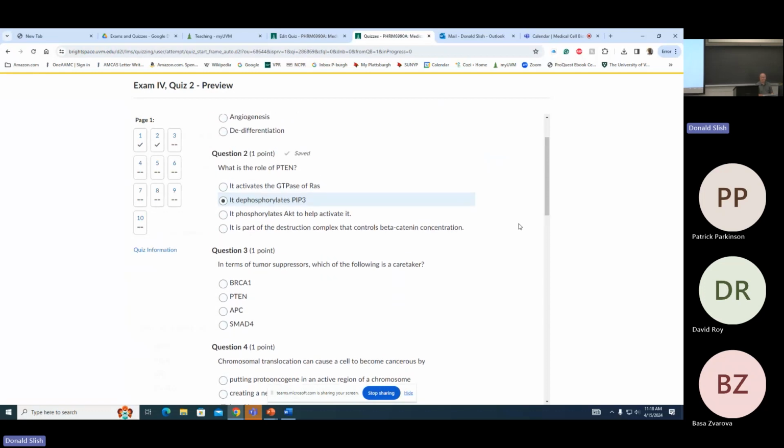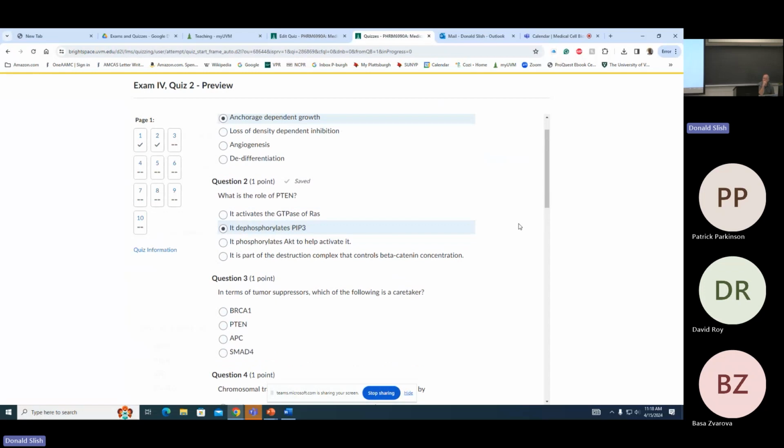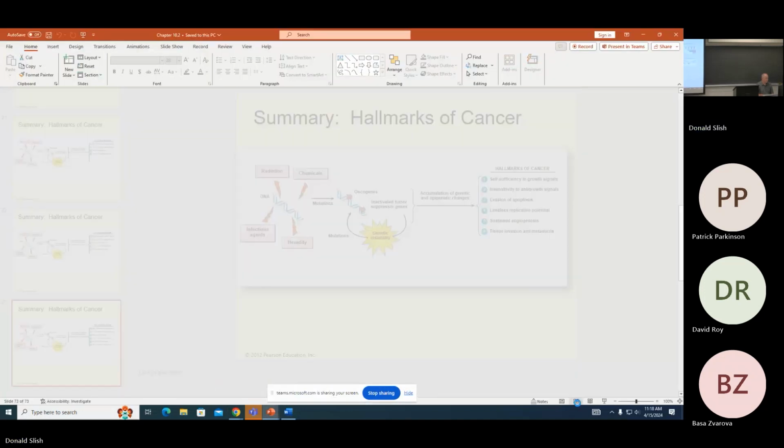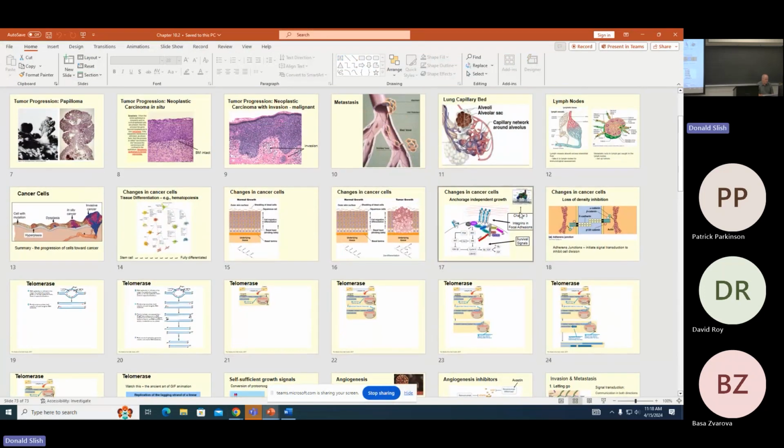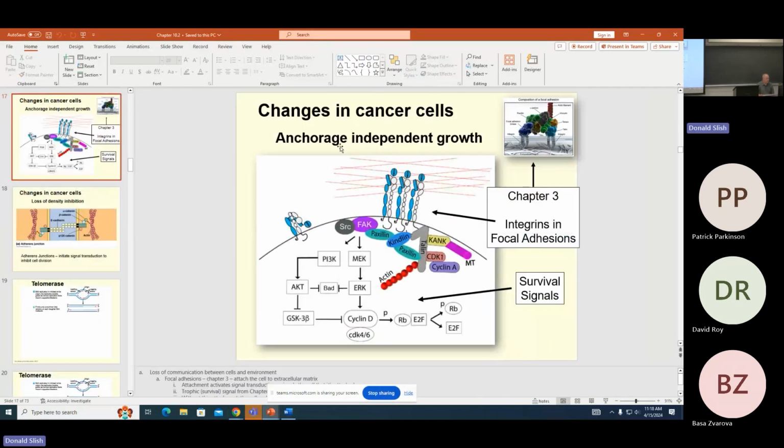I think you kind of went over this when we were talking about the hallmarks, but can you just define what you mean by anchorage dependent growth? Sure. Okay, so anchorage dependent growth means that the integrins have to be attached to extracellular matrix in order to stay alive. And when they lose that, they'll typically go into apoptosis. So they have to get over that and get into anchorage independent growth. Okay.